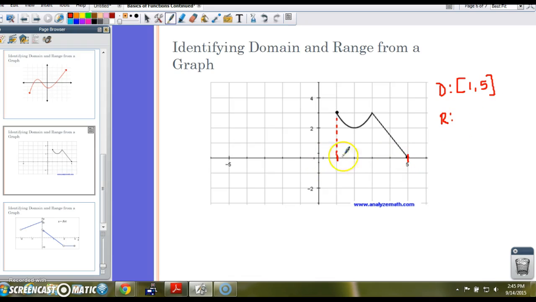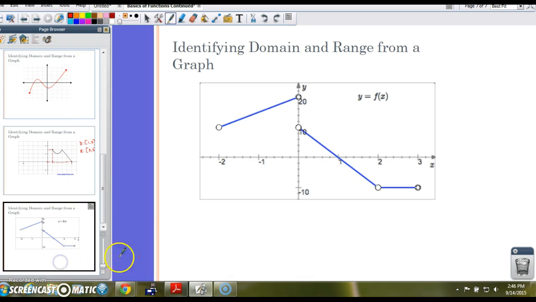Okay, similarly with my range, right, my smallest value is here at 0. My largest value is up at 3. They're closed circles, so that's inclusive. So my range goes from 0 to 3. Okay. I am going to go down to this one, and then I'll jump back up to that other graph because there's one quick thing I want to show you on there.